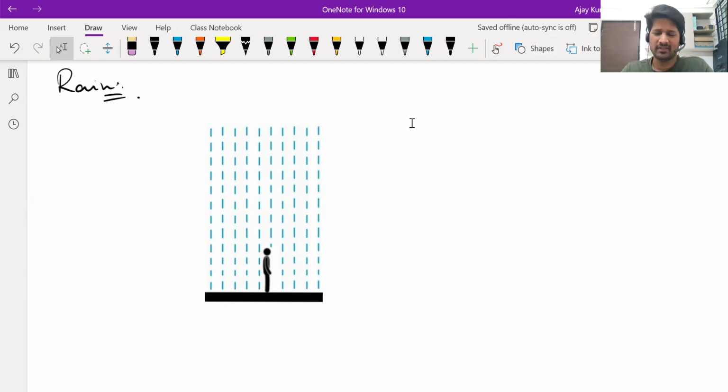From what height do you think raindrops fall? Rough estimate. Any one of you can answer. She's saying since raindrops fall from a very large height, we cannot calculate their speed using the equations that we derived till now. So I'm asking you, from what height do you think they fall?